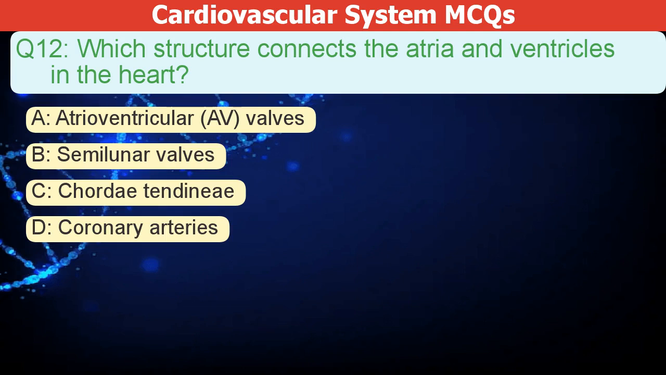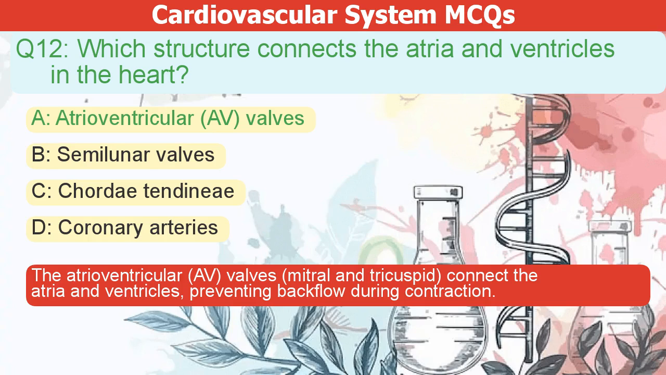Which structure connects the atria and ventricles in the heart? A. Atrioventricular (AV) valves. B. Semilunar valves. C. Chordae tendineae. D. Coronary arteries. The correct answer is A. The atrioventricular (AV) valves, mitral and tricuspid, connect the atria and ventricles, preventing backflow during contraction.